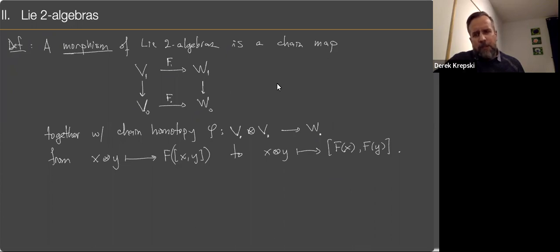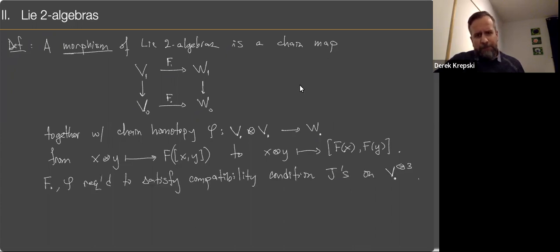And just like you would with chain complexes, of course you have chain complexes, chain maps, and then chain homotopies. Oh yeah, of course, I forgot to say that you need some compatibility, just like before. You need some compatibility between the chain map F and the chain homotopy that measures the failure of F to preserve brackets, and the various Jacobiators both on V and W.